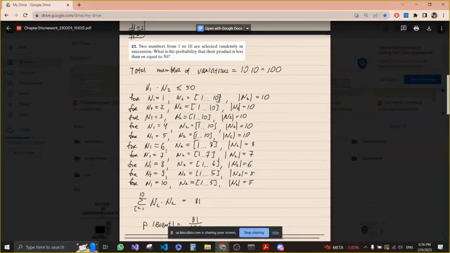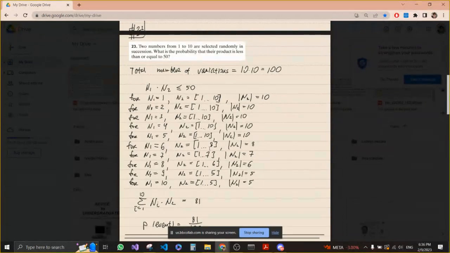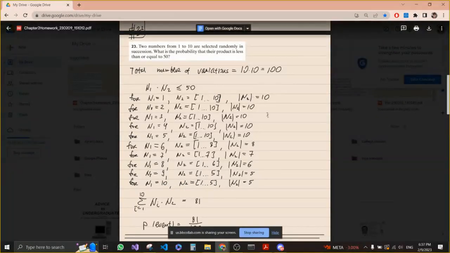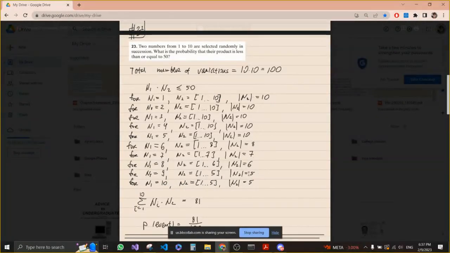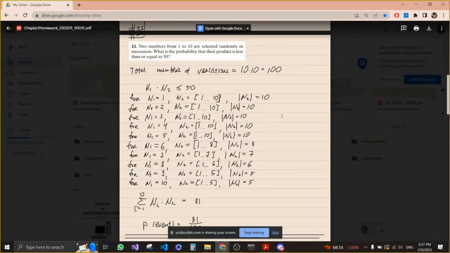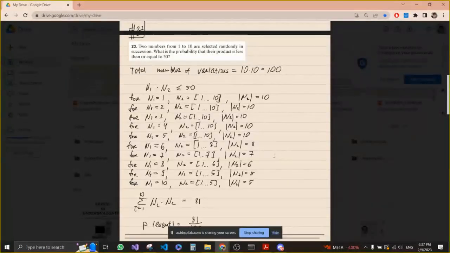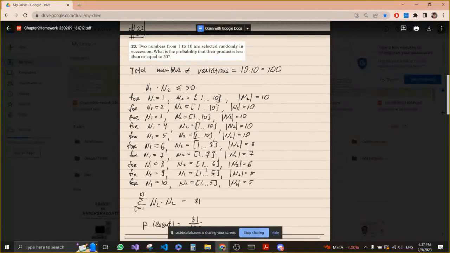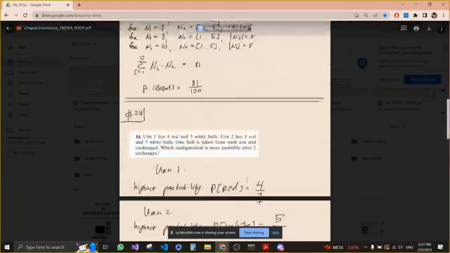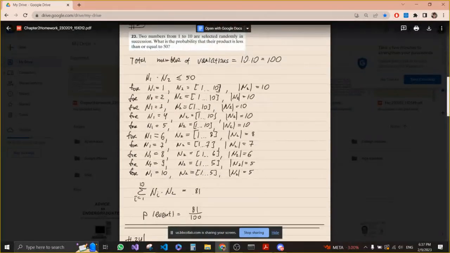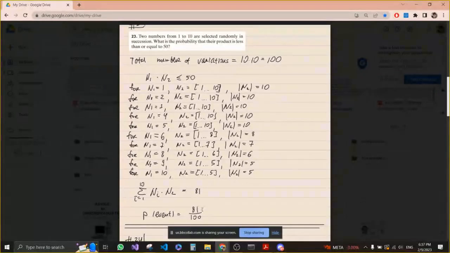Okay, if the first number is 6, then the second number can be from 1 to 8. For 7, it can be from 1 to 7. For first number 8, the second number can be from 1 to 6. Okay, for number 9, the second number can be from 1 to 5. And for number 10, the second number can be from 1 to 5. If we add them all up together, we'll get 81 possible choices that satisfy this condition. Okay, and the probability of the event will be 81 over 100.